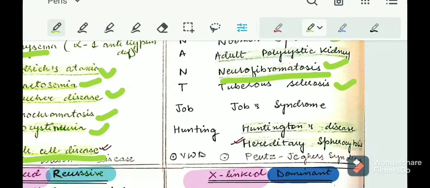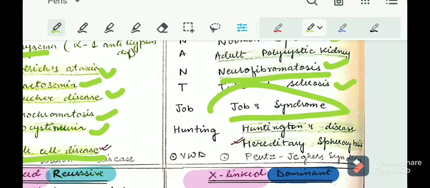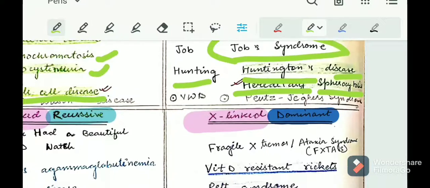Okay, then dominant job hunting. Job is for Job's syndrome and hunting is for Huntington's disease, and also H for hereditary spherocytosis.